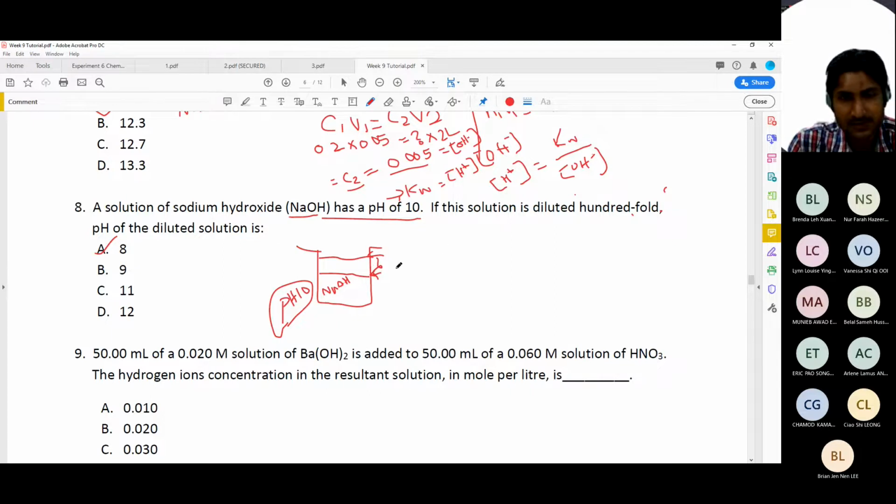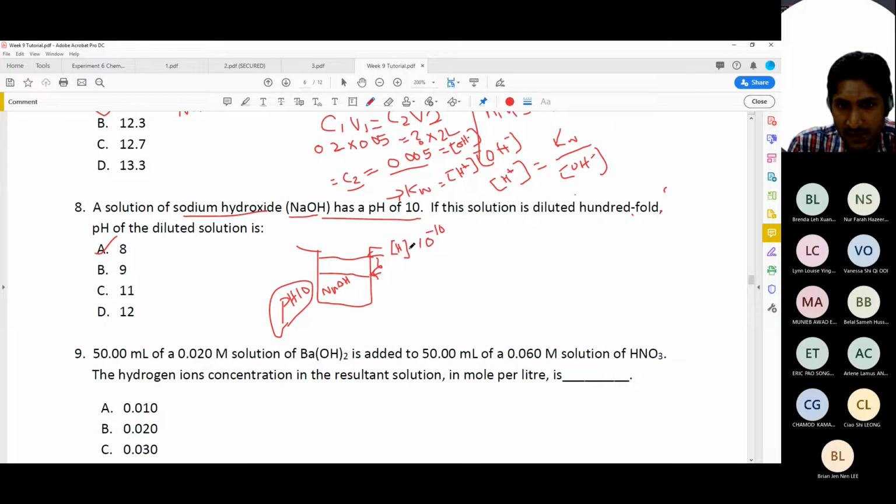First of all, we need to know how much hydroxide ion was there. Since it is sodium hydroxide, there should be hydroxyl ion there, and pH is more than 7, so we understand the hydroxyl ion is there. So first we need to find the concentration of hydroxyl ion. How do we find it? Like 10 power negative 10, that is the hydrogen ion concentration of the solution, right?